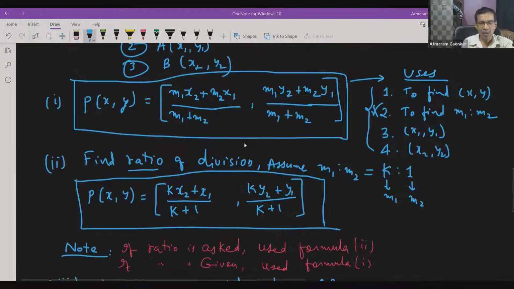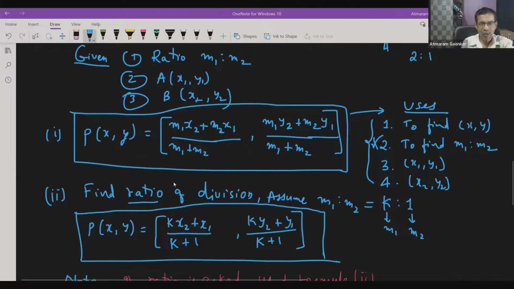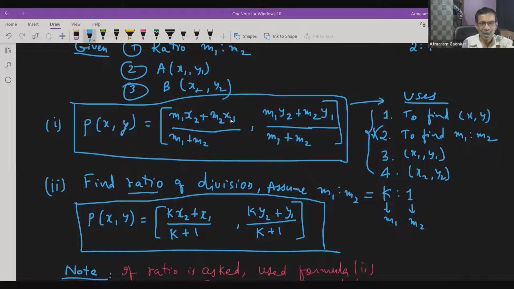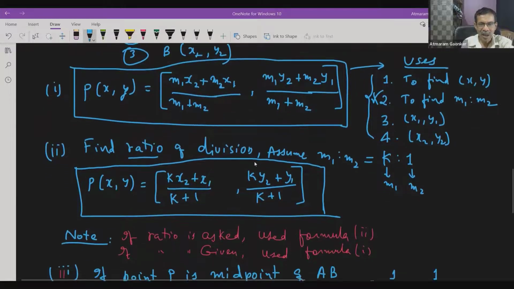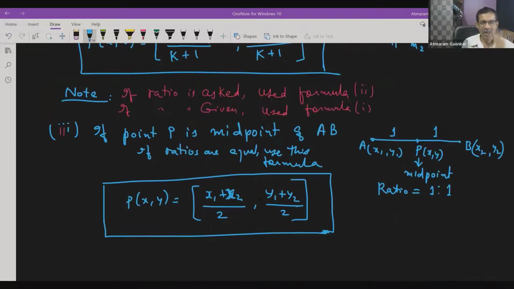This is a general formula. In that you use this every time, except when the ratio is asked. This formula you use when the ratio is given. When the ratio is asked, use this formula. And when the ratios are equal, then use this formula. That's all. Okay, you will get more convinced when I solve more problems.